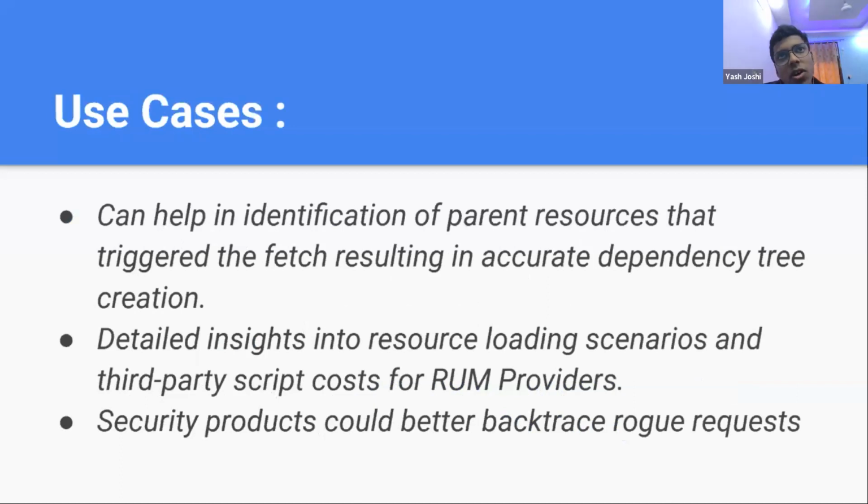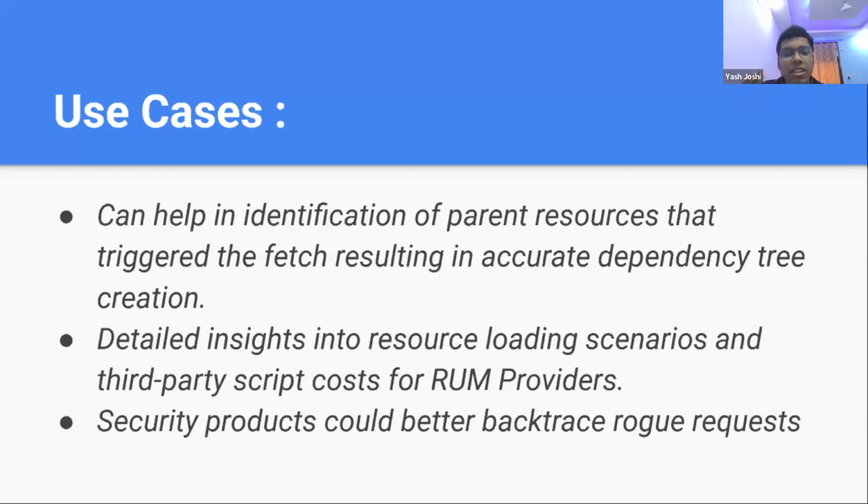The main motivation for building these kind of attributes is that this will help in identification of parent resources that basically triggered the fetch of a particular resource. This will enable us to build accurate dependency trees, and we believe building of accurate dependency trees can open a bunch of possibilities. For example, RUM providers can use this accurate dependency tree to get detailed insight into resource loading and third-party script cost.